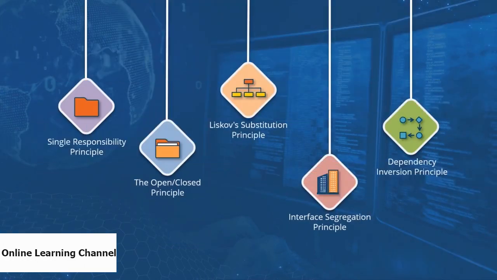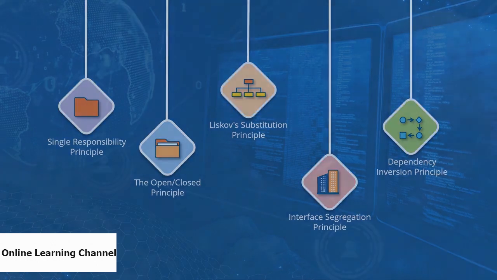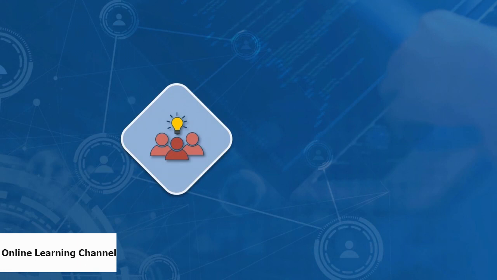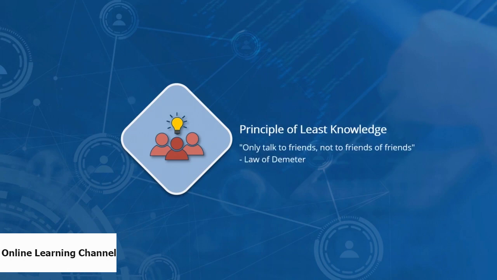This completes our discussion of the SOLID principles of good design. But there are two more design principles which I believe deserve special mention. The first is the principle of least knowledge. Only talk to friends, not to friends of friends. Code within a module should know as little as possible about other modules that it integrates and interacts with. So, a code in a module should not depend on the internal details of other modules that are its friends.